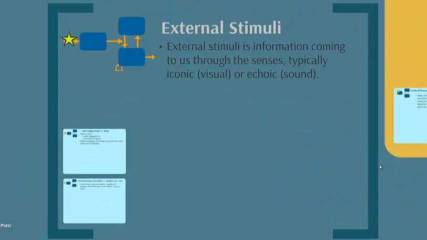As we progress in more detail through each slide, please note the diagram in the upper left-hand corner. This diagram indicates with a star our location within the larger model. External stimuli. External stimuli is information coming to us through the senses, typically iconic, visual, or echoic sound. For example, seeing a person that you know or hearing a language as someone speaks to you.